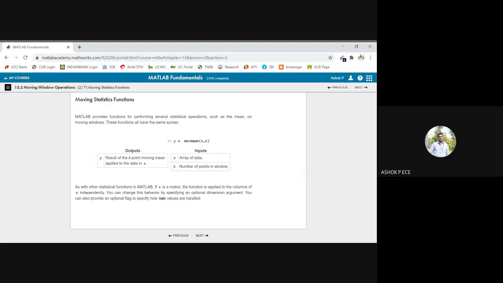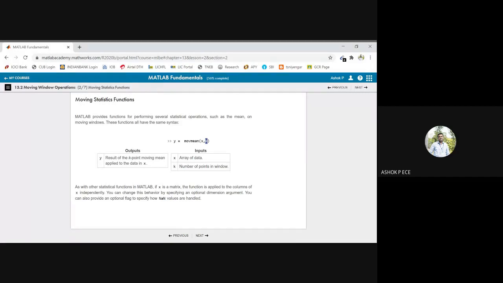But if you want to find the moving average or the moving mean, MATLAB has a provision for that. You have a function called movmean. If you use movmean, you give the data for which you want to find the moving average, and you have to give the number of points in the window. That window we have been moving from left to right, right? So you have to say how many points are there in the window. If more points are there, the mean is found for a larger number of values. If the k value is very small, then the data you consider is very little, and the moving mean might not be accurate.